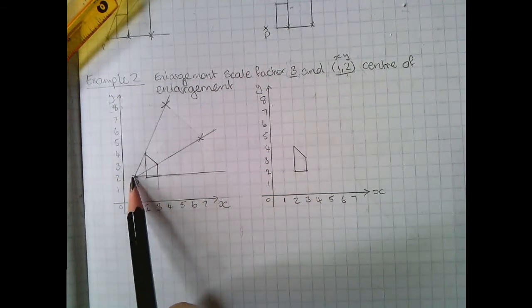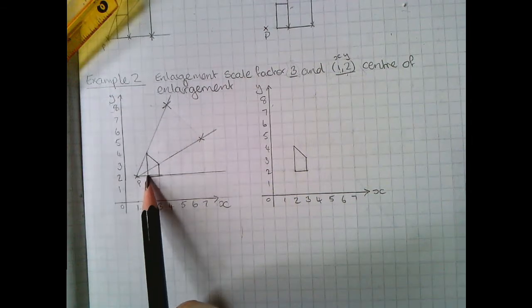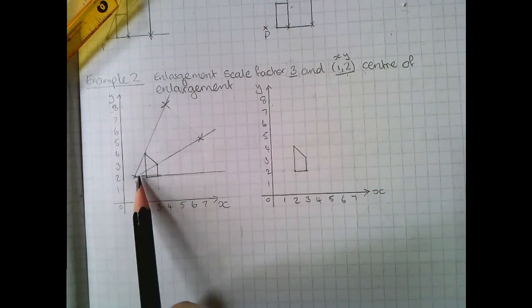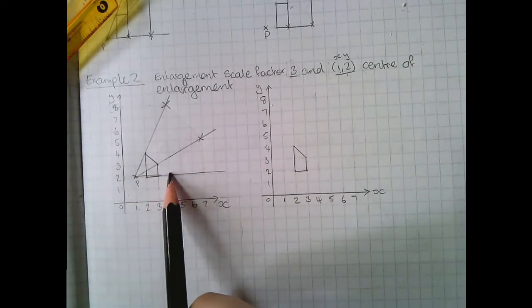This bottom corner here, we've moved 1 away from the centre of enlargement. So start at the centre of enlargement, 1, 2, 3, 4, we've moved 1, so it's a scale factor of 3. So it's 1, 2, 3.